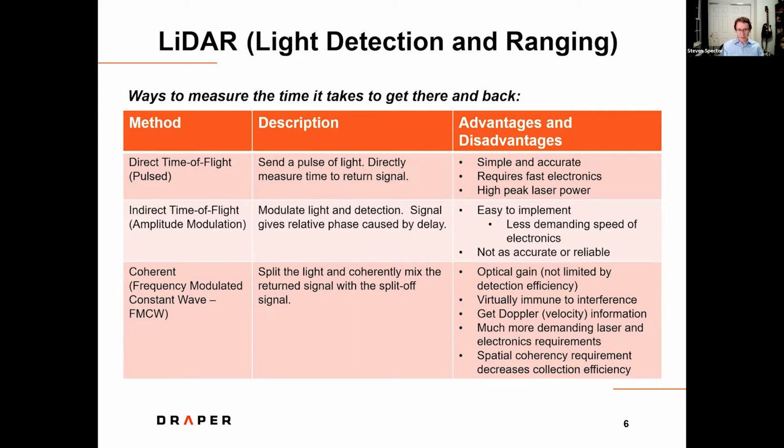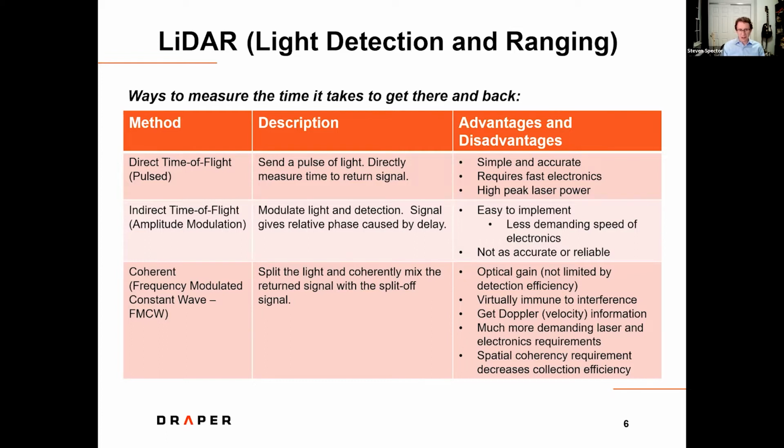Indirect time of flight. Oh, and I should note that direct time of flight is used a lot right now in automotive. It's pretty much the standard automotive LiDAR method. It's also in some cell phones, such as the iPhone. I think the Pro series uses that method. Anyway, another method is indirect time of flight.